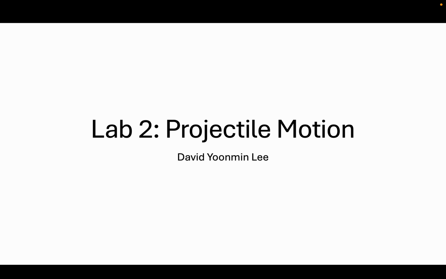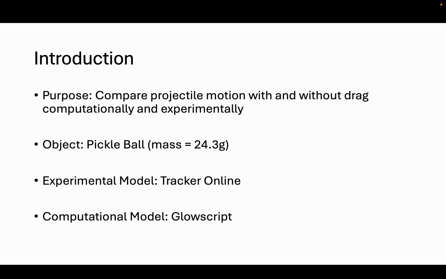In this Lab 2 on projectile motion, I analyzed the motion of a thrown pickleball using both experimental and computational models with and without drag. The goal of this lab was to compare the motion of a projectile under the influence of gravity and drag using both Tracker data and computational modeling.